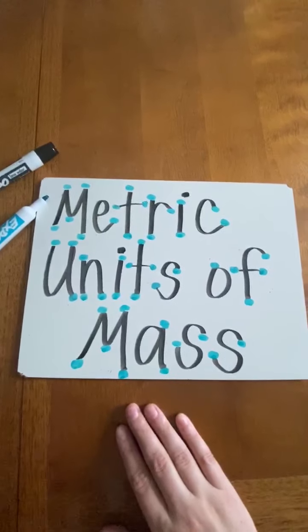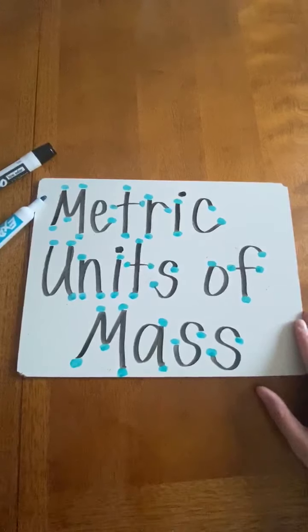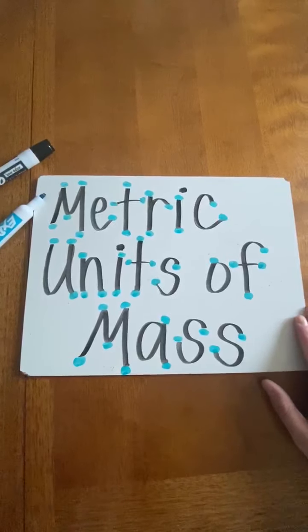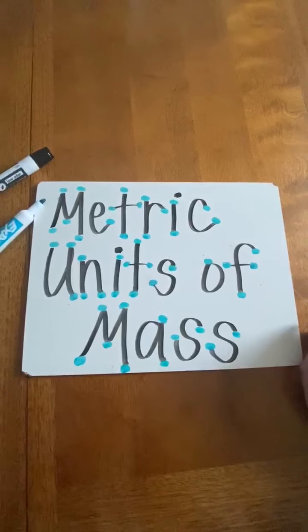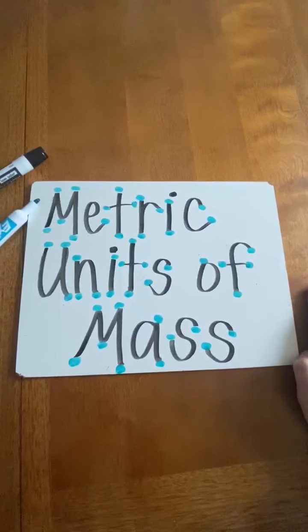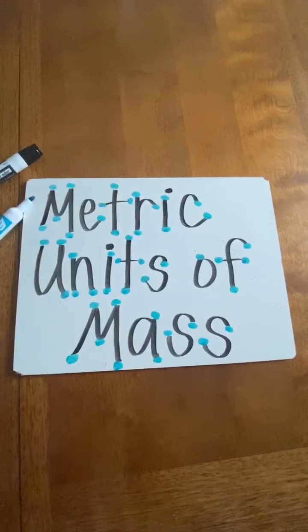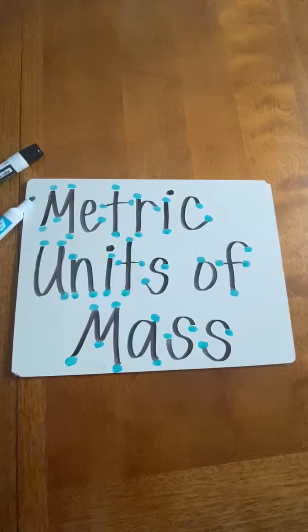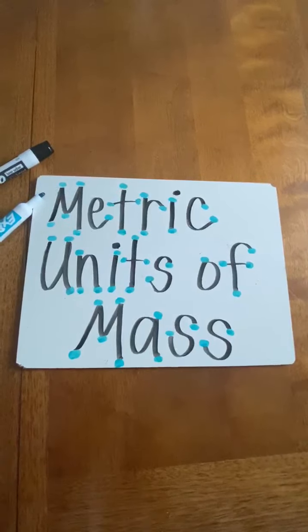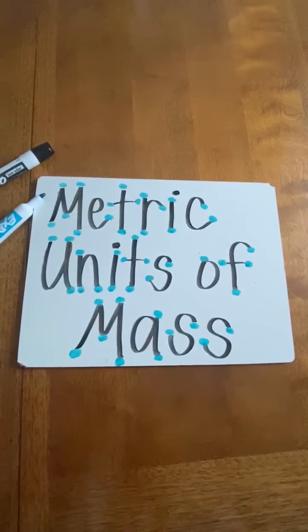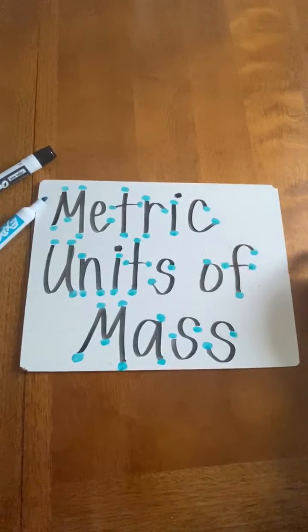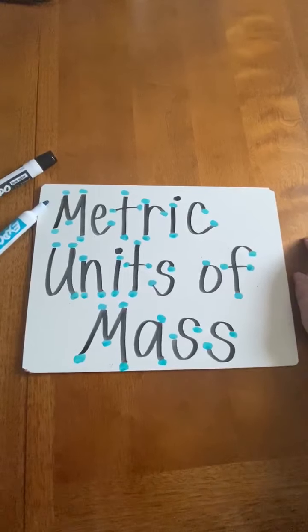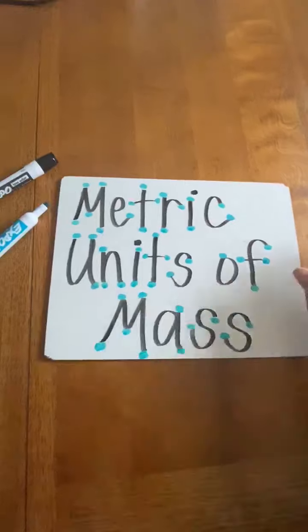Okay, today we are going to learn about the metric units of mass. Mass measures the amount of matter in an object. The metric system includes kilograms and grams, while the US customary system includes pounds and ounces. So you might be more familiar with using pounds and ounces to measure mass, but now we're going to focus on the metric system, which focuses on kilograms and grams. So what is a kilogram and what is a gram?